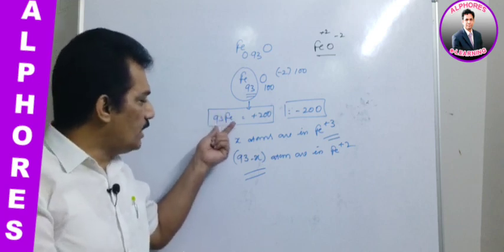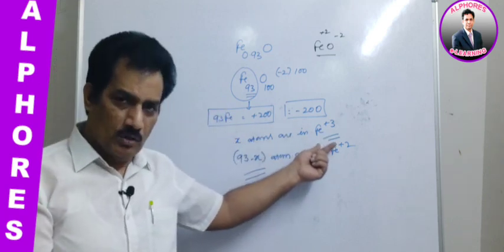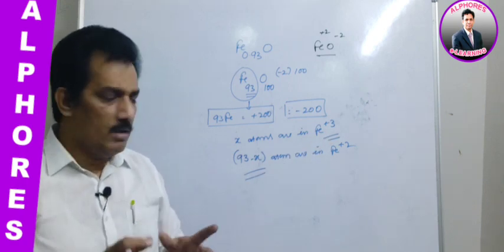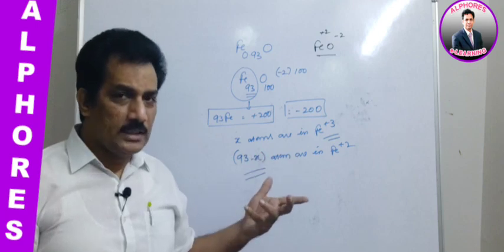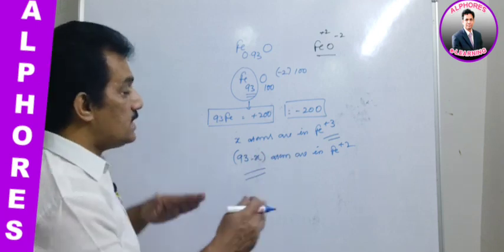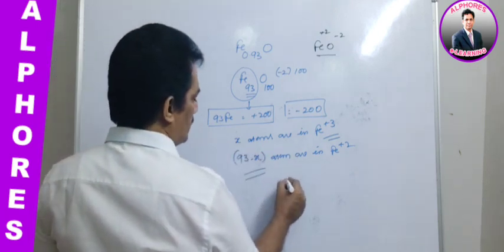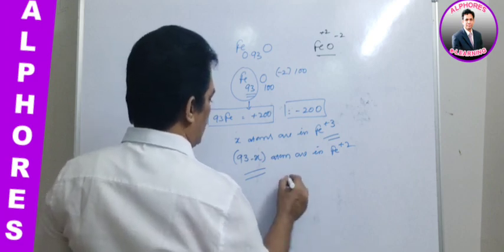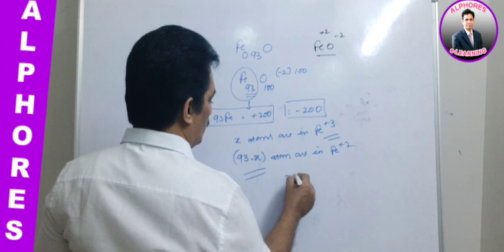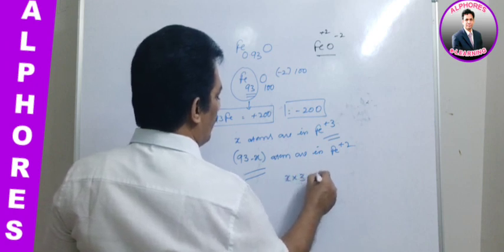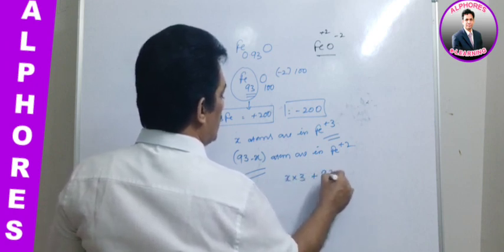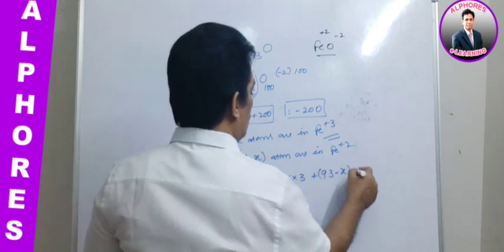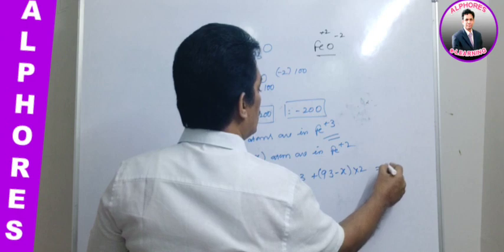So when out of 93, X atoms are in +3 oxidation state, that means X times 3 is there, and 93 minus X atoms are in +2. That is equal to, now we have to consider like this: X into 3 plus (93 minus X) into 2 is equal to 200.